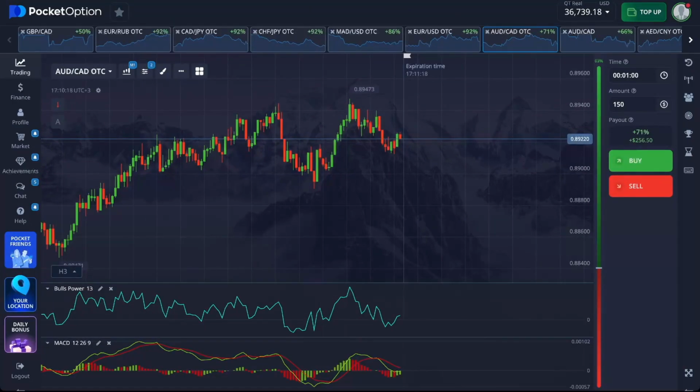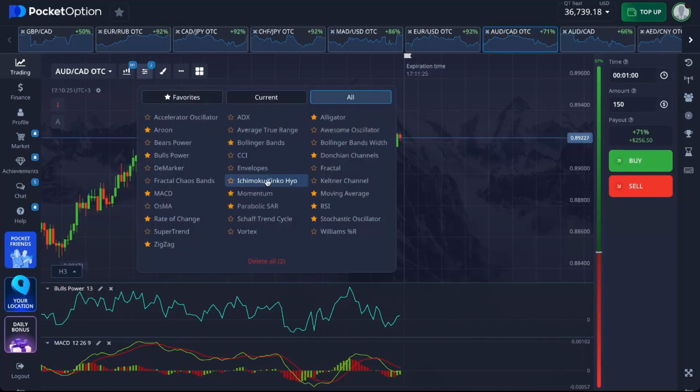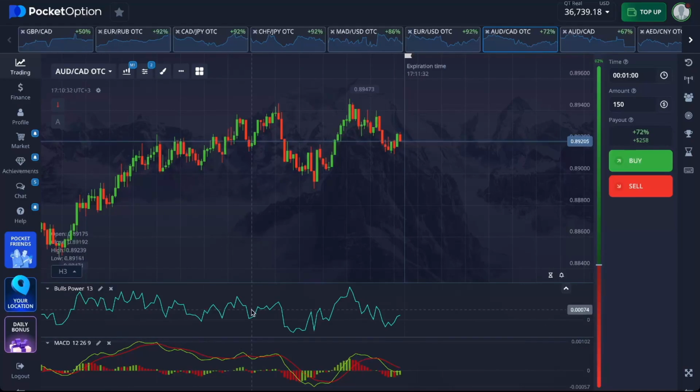So in this video, we will be talking about two indicators, Bull's Power and MACD. Let's see how to set them up. Go to the indicators section, then select MACD here and choose the second indicator, which is Bull's Power. You'll see charts like these appear. Let's start with Bull's Power.